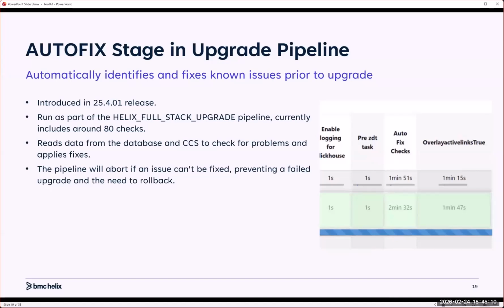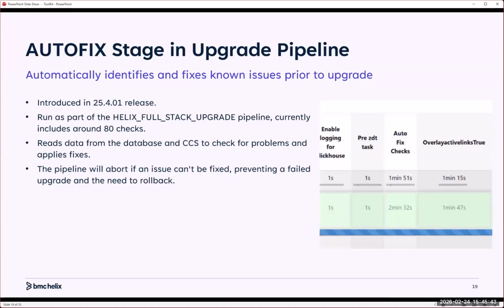So this AutoFix stage has been added to the full stack upgrade pipeline. It runs before anything else, and it reads values from the CCS and from the database and looks for known issues. These are issues we've come across from other customers in our SaaS environments, things that we know cause problems. But not only does it look for them, it actively goes and fixes them. So it will make changes to the system to bypass or avoid upgrade problems.